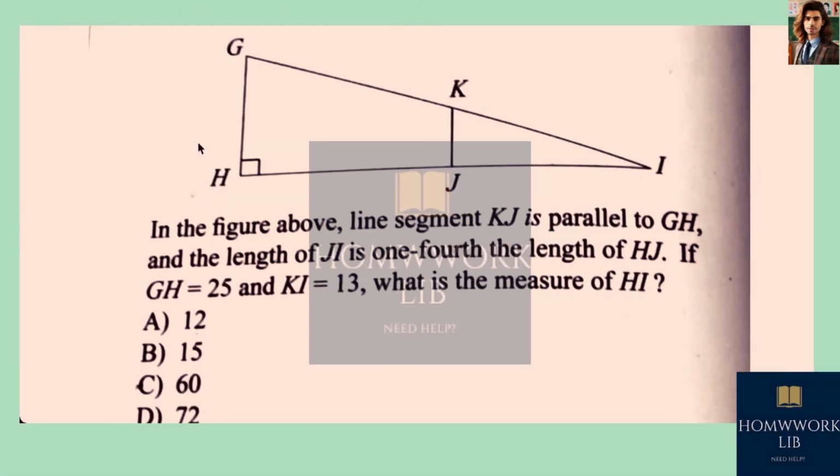If we know that line KJ is parallel to GH, and we know the length of JI is 1/4 of HJ, if I call this X, then this would be 1/4 X. Or if you don't want to deal with fractions, you could call this X and this 4X. Then it's still JI is 1/4 of HJ. If GH is 25 and KI is 13, what's the measure of HI?